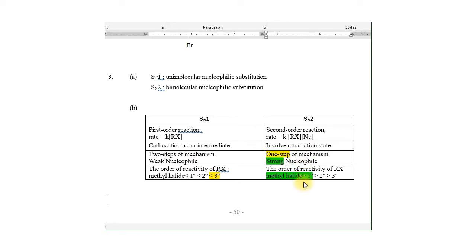Okay, but be careful. Sometimes, even though it's a primary haloalkane, the SN2 will not occur and it will undergo SN1 due to the steric effect. You have to be alert to the steric effect. A steric effect means there is a bulky group hindering or not allowing the backside nucleophilic attack to happen. So later we check, is there any question about this?